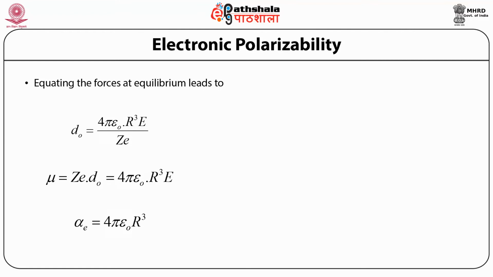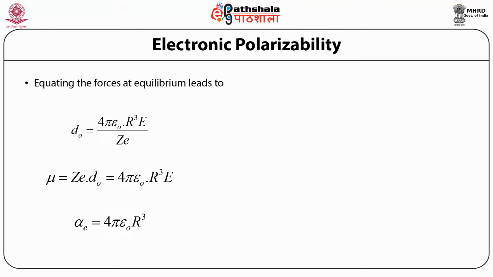So the equations for the electronic susceptibility and electronic polarizability become: the electronic susceptibility is 4πNr³ and electronic polarizability is 4πε₀r³. So this is a very important result as it allows us to work out the electronic contribution to the dielectric constant. This also shows the linear relationship between polarization and electric field for the electronic polarization mechanism.